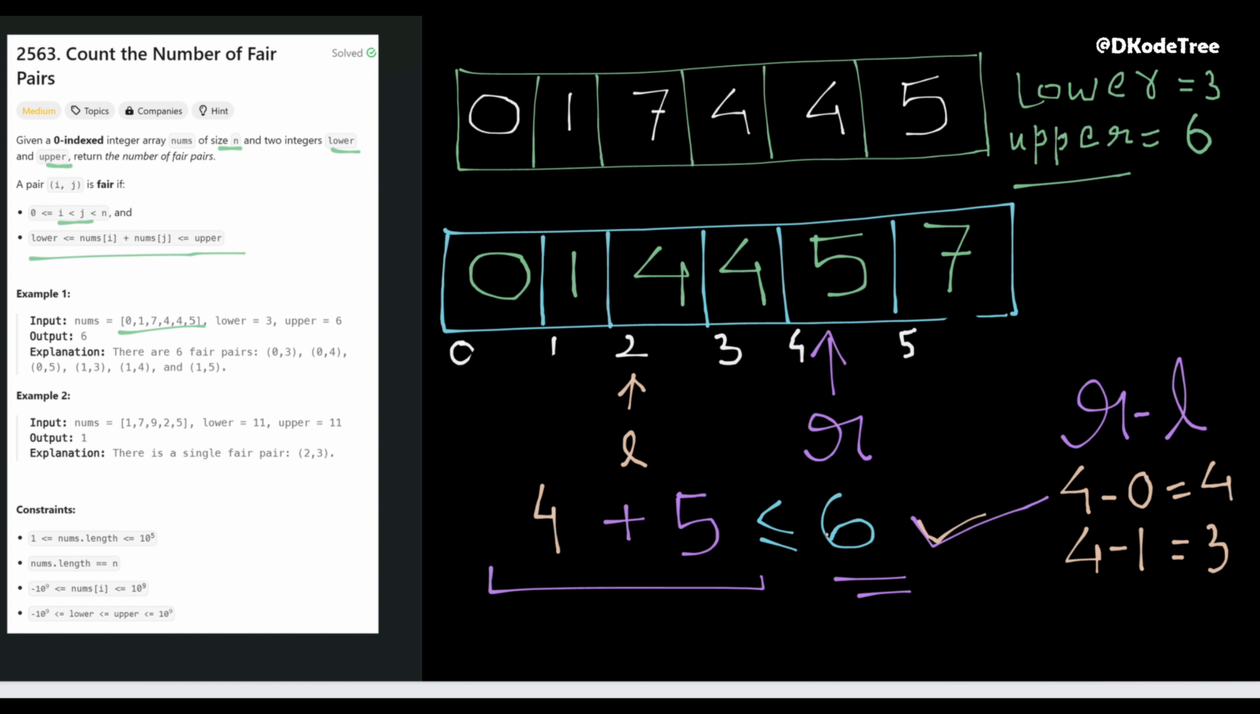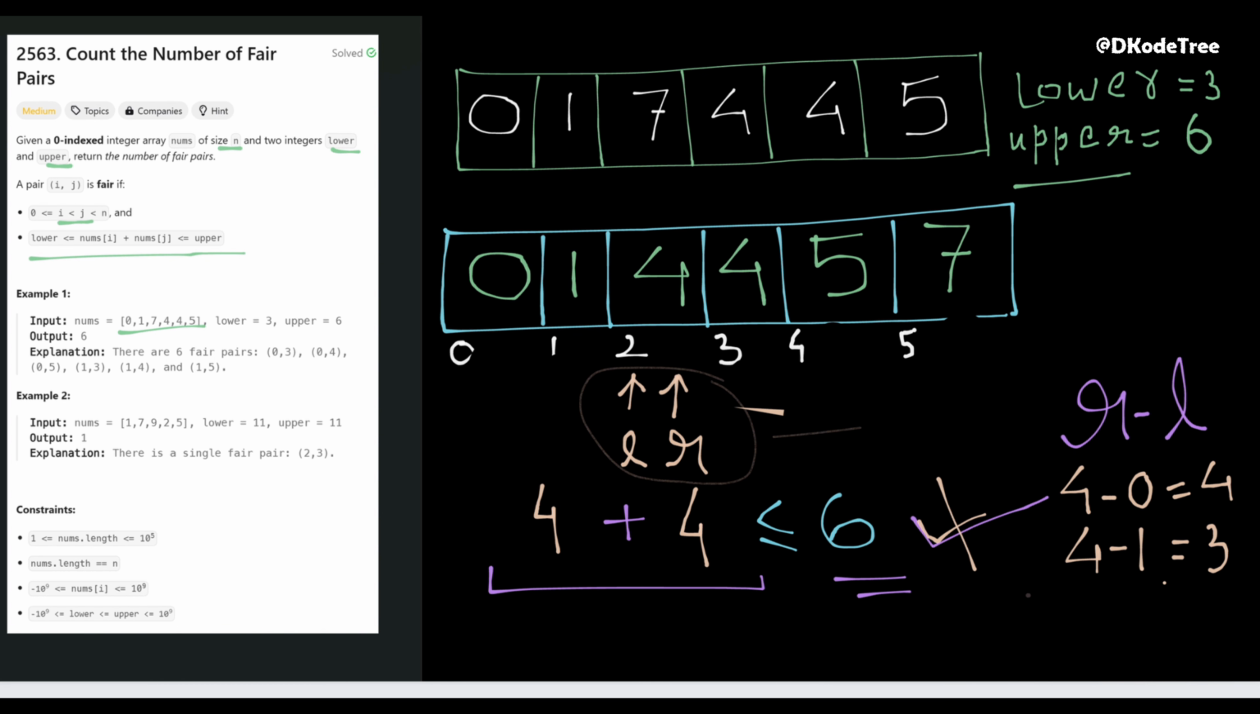4 plus 5 less than or equal to 6 or not, and this does not satisfy. So in this case we will again move the right pointer, as the sum is going over the bound that we were checking for. Now our right pointer is at the third index. So now we check if 4 plus 4 is less than or equal to 6 or not, which still does not satisfy. So we will again move the right pointer. But now with only a single value we cannot form a pair. So we will stop the iteration here.